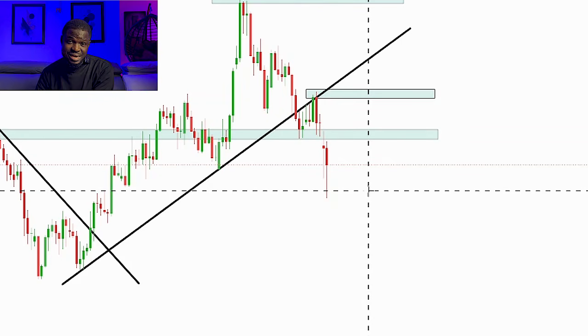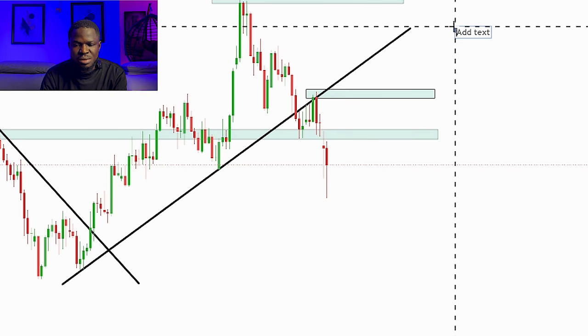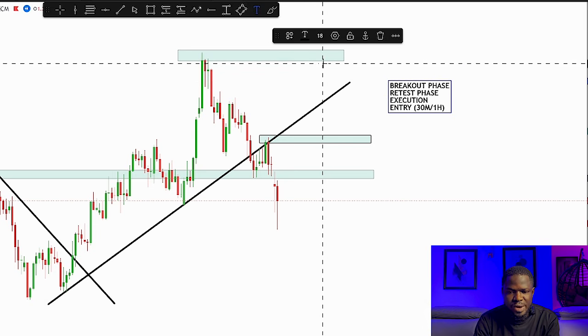This is the best time for me to apply the 4 phases of the market analysis. The number 1 is what I called breakout phase. The second one is a retest phase. The third one is the execution phase, while the last one is the entry phase. And I love to use either 30-minute time frame or 1 hour time frame for this entry phase right now.